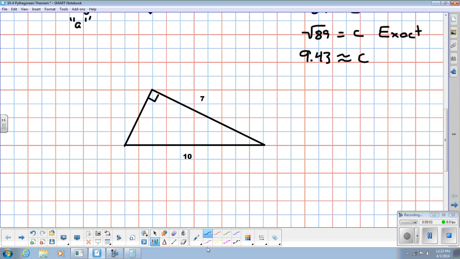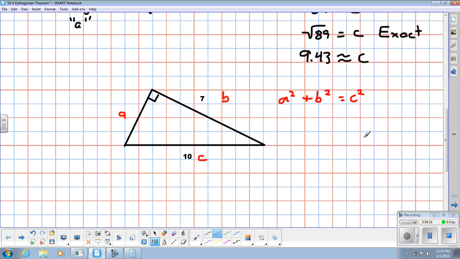So how do we fill in when we have a leg missing? Well, this looks like it's a shorter leg, so I'm going to use A there. That's A. This is going to be B, and the hypotenuse is always C. So I have my formula: A squared plus B squared equals C squared.